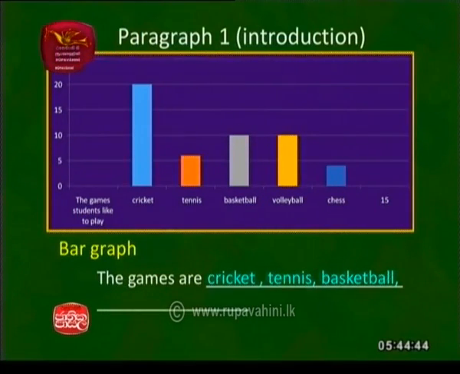Then after that, you can describe the games. The games are just one by one: cricket, tennis, basketball, volleyball, and chess. Remember, 'and' should be before the one before the last. Now see, in the bar graph, we wrote what it is about. Then we describe the two sides, and then what the games are. So your first paragraph is complete.